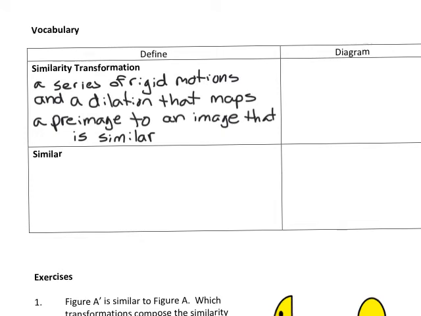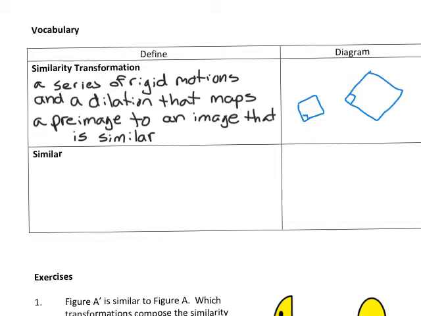So here's how we define a similarity transformation. It's a series of rigid motions and a dilation, so that's the new thing. We can dilate now. That's going to map a pre-image to an image, and those two images are going to be similar, not congruent, but they're going to be similar to each other. So if I wanted to draw an example of this, I could start with a square. Let's just put a little right angle in there, and I can create a bigger square.